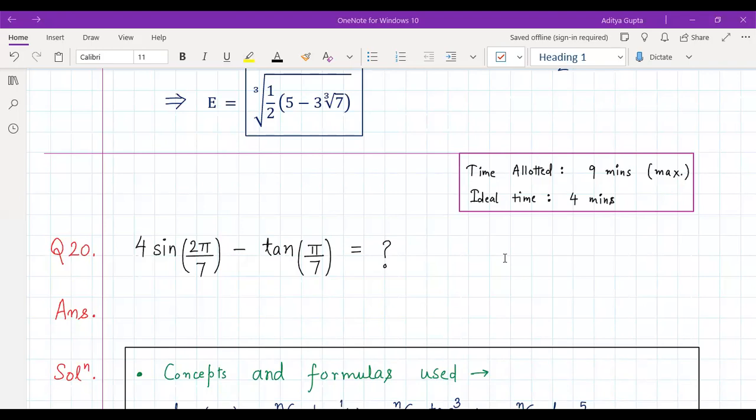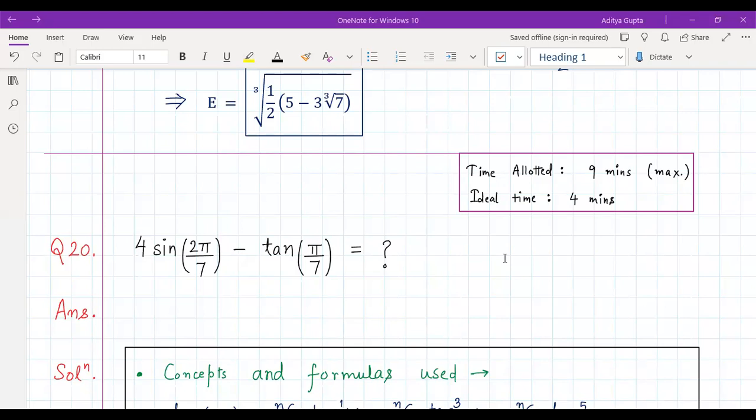Today we are discussing question number 20 from the chapter of trigonometry. The question is asking us to evaluate the value of 4 sin(2π/7) minus tan(π/7). The maximum time allotted for this question would be 9 minutes, and ideally you should try to do it within 4 minutes. So I hope you all have tried it out.